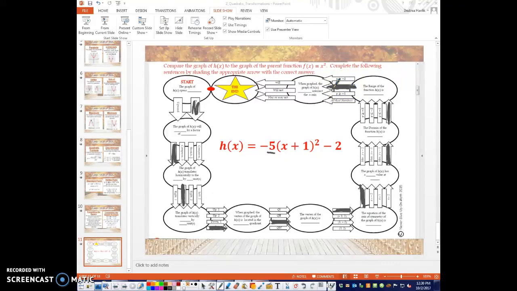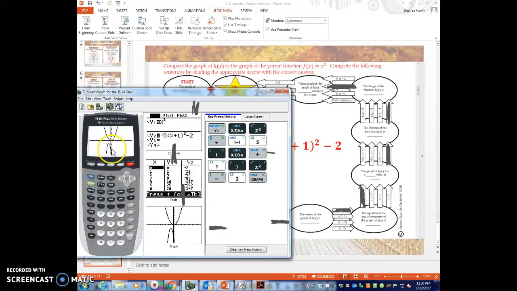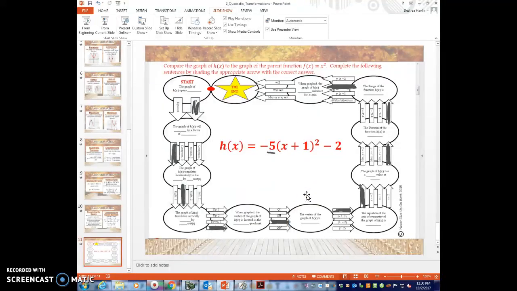Okay, then it wants to know, is it going to cross the x-axis? Well, let's look at it. Is that ever going to touch this line? No way, Jose. So it will not.